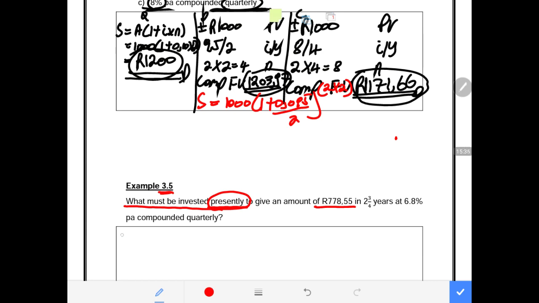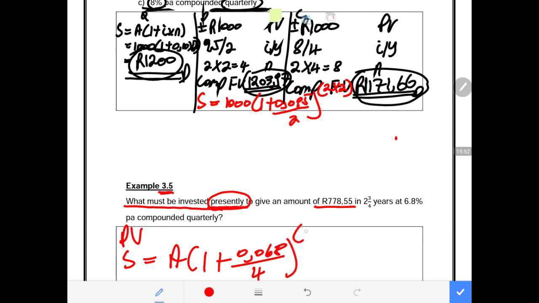That means now we are looking for the present value. If you use the formula, we can say sum accumulated is equal to A into 1 plus 0.068 divided by 4, because there are 4 quarters in a year, to the power of 2.75 times 4. I will explain the 2.75 to you later on, how to convert the 3 quarters, which is 3 over 4. 3 over 4 will give you 0.75, then you add 2, which gives you 2.75, meaning it is 2 years and 9 months in simple terms. But I'll deal with that later on.